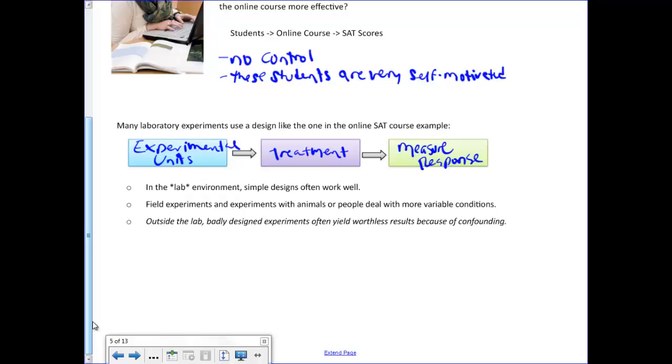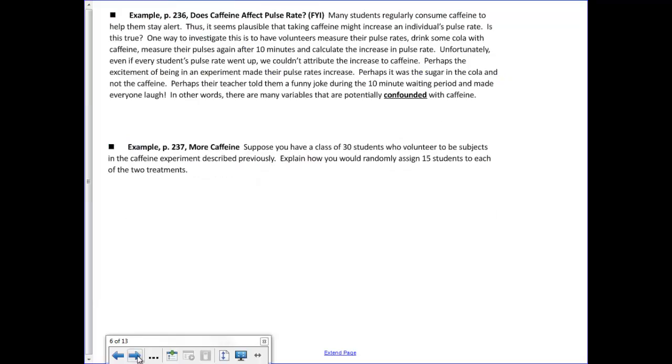But when we get out and we start working with people or animals and you're actually out in the classroom, out in the field, out in different workplaces, and you're starting to interview and survey and experiment on people there, the conditions are so much more variable that your results are going to be different, and we can't just use something so basic like this. So outside the lab, badly designed experiments often yield worthless results because of confounding. You've got so many different things going on. I mean, just as far as maybe time that people eat, how much people eat, temperature in a day, if you're looking at weight loss or something like that. There's so much confounding that we need to have a little more specific experiment when we go through and do this.